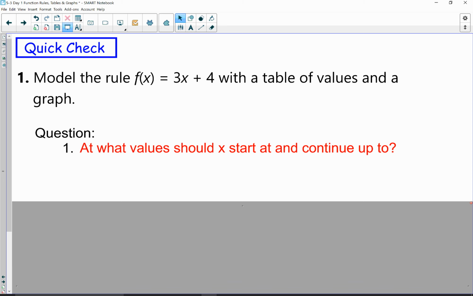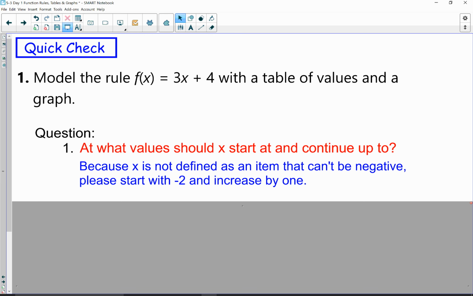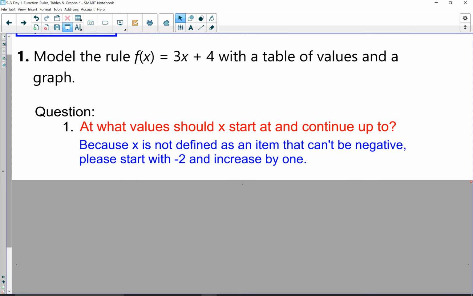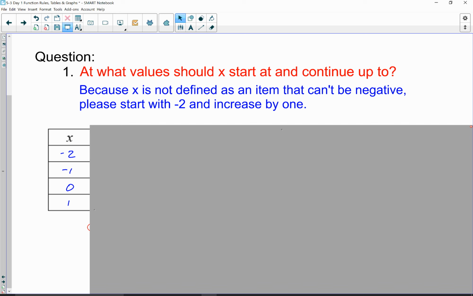This one's not about anything. So when you have a problem that's not about any specific thing, I want you to start with -2 and increase by 1 for each value. So that means if you look at your table, you have 4 rows in your table. You'll use -2, -1, 0, and 1.